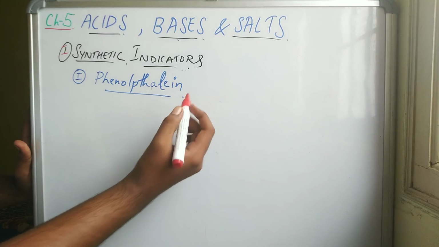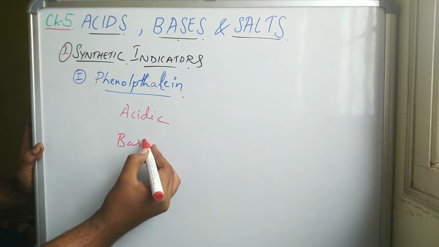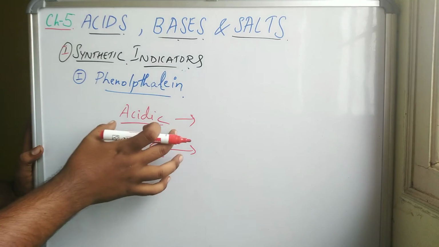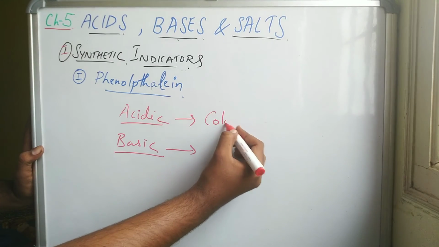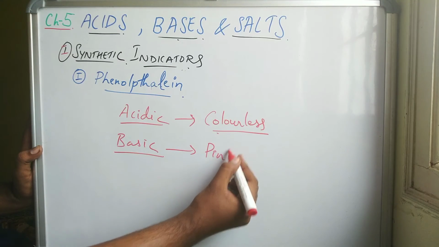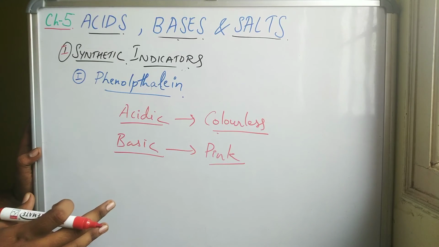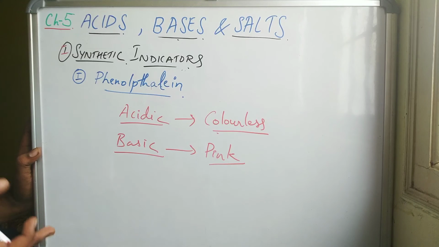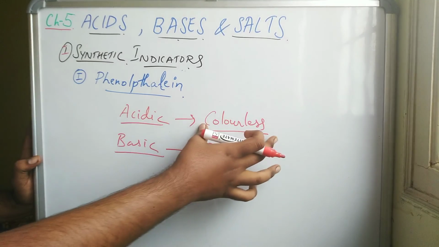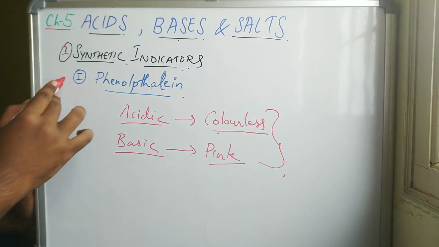In acidic and basic solutions, what color does it show? For the acidic it is colorless. For the basic it is pink color. So phenolphthalein gives a pink color when it is mixed with basic solution, and when the solution is acidic it remains colorless. These two things you have to remember in case of phenolphthalein.